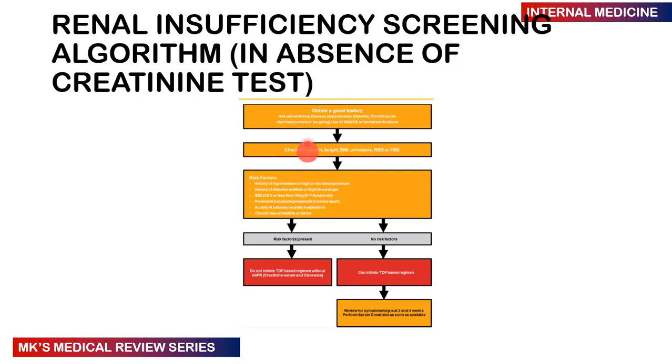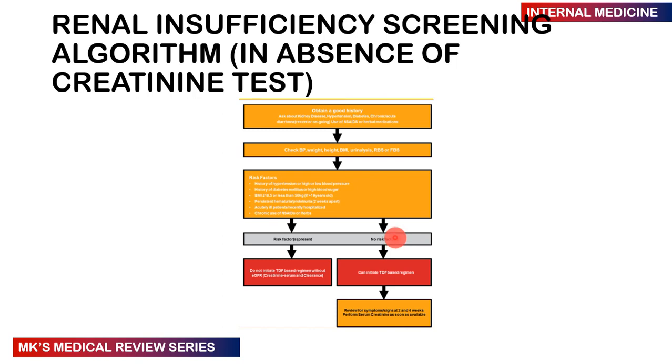There are some risk factors for renal disease, things like history of hypertension, high or low BP, history of diabetes mellitus or high blood sugars, and if they have a BMI that's less than 18.5 or weigh less than 50 kg if they are greater than 19 years. If there is persistent hematuria or proteinuria 2 weeks apart in acutely ill patients or recently hospitalized patients, in patients that are chronically using NSAIDs or herbal medications.